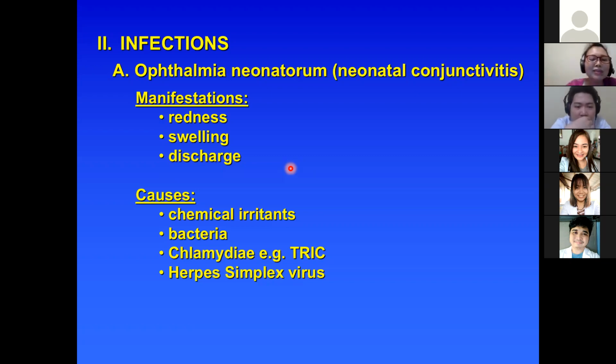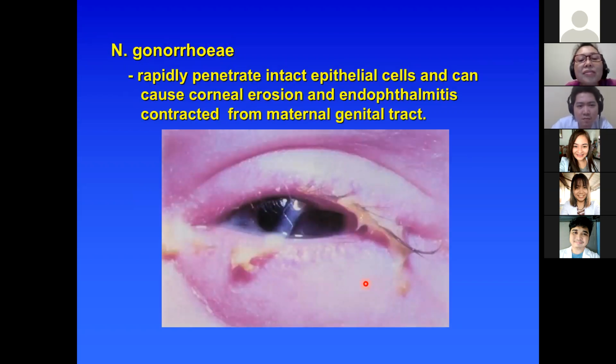So, of course, any eye redness in a baby is labeled as ophthalmia neonatorum. Kaya lang, you have to know the cause: virus, bacteria. Anong pinaka nakakatakot dyan? Neisseria.